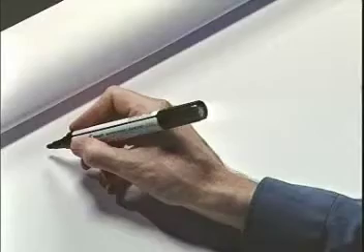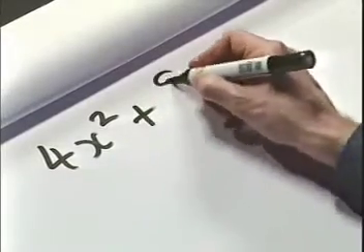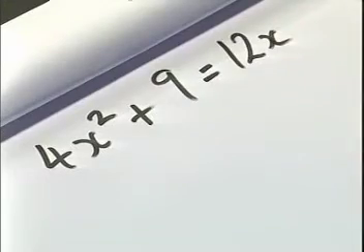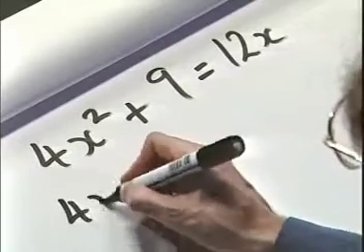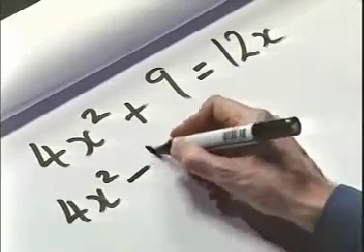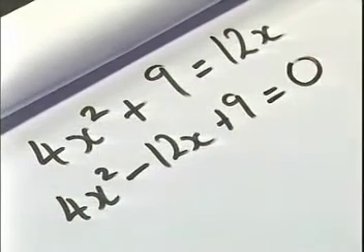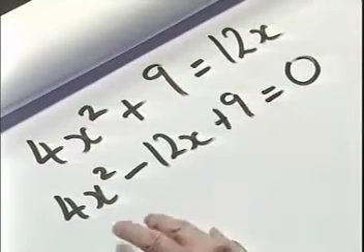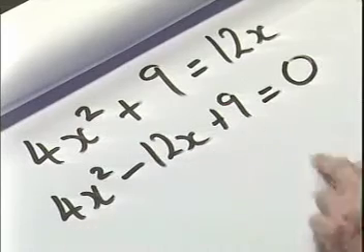Let's take another one. 4x squared plus 9 equals 12x. It doesn't say equals 0, so let's write it so it says equals 0. 4x squared minus 12x plus 9 equals 0. Check for a common factor. Something we didn't do in the last question, but then there wasn't one. But these numbers are a bit bigger, and there may just be a common factor there. But as we look, there is no common factor.